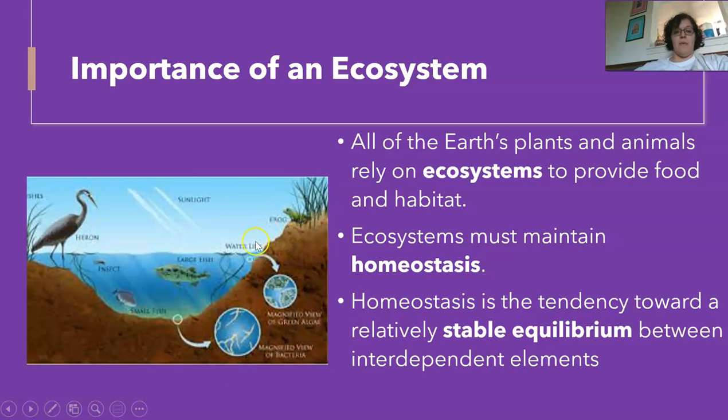So this frog depends on the water lily, which depends on the water and sunlight. The heron depends on the fish, which depends on the small fish, which depends on the insect. The frog depends on the insect, which depends on the plant. You catch my drift.